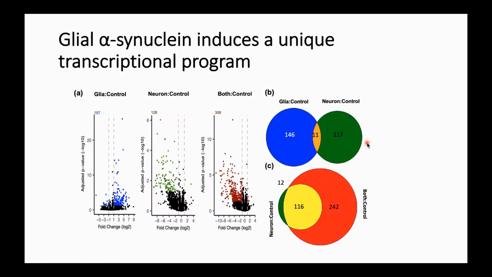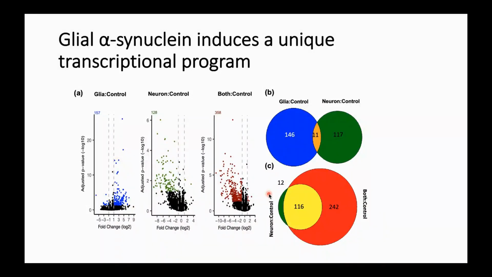So it's a quite different set of genes that were upregulated with glial alpha-synuclein as opposed to those that were changed with neuronal alpha-synuclein. Additionally, if we look at the direction of change over here on the left, with glial alpha-synuclein, nearly all of the genes were upregulated, whereas with neuronal alpha-synuclein, nearly all of the genes are downregulated. So it's not only a different set of genes, but also the direction of change that's different.